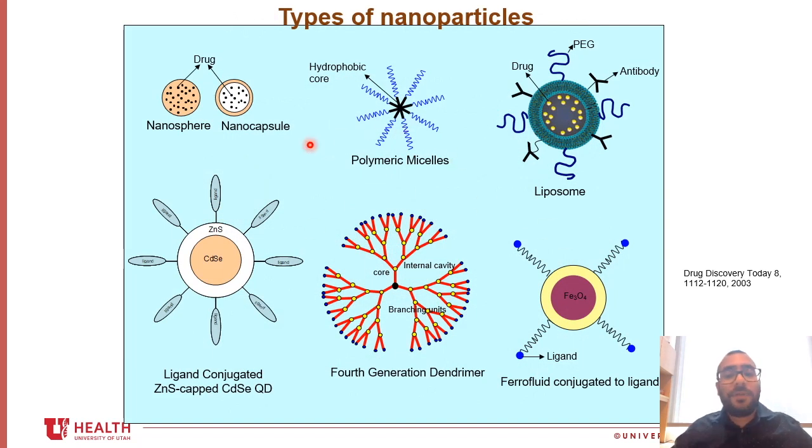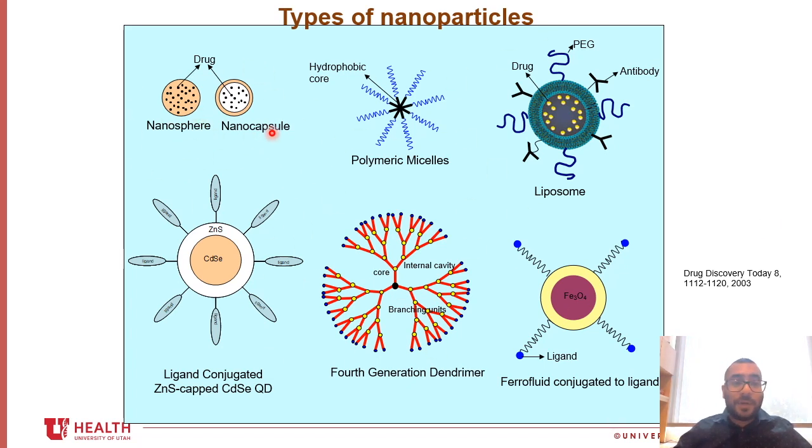So, some types of nanoparticles. We've been talking about nanoparticles and their size, but what kinds of nanoparticles are present, specifically for drug delivery purposes? What kinds of nanoparticles are used often, though not limited to these 6 examples?